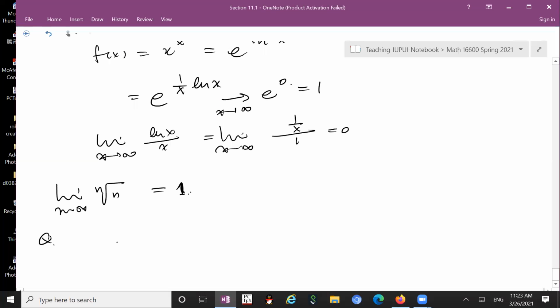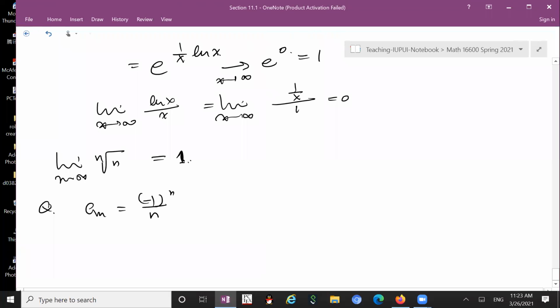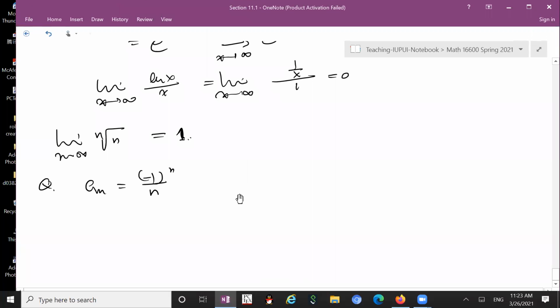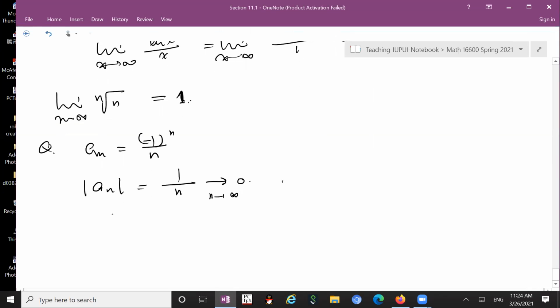How about this problem? a_n equals negative 1 to the power n over n. The easiest way to solve this problem is to take the absolute value. The absolute value is just 1 over n. You get rid of the negative sign. Clearly this approaches 0 as n approaches infinity. So the absolute value approaches 0, and then you conclude that the limit of a_n is going to be 0.